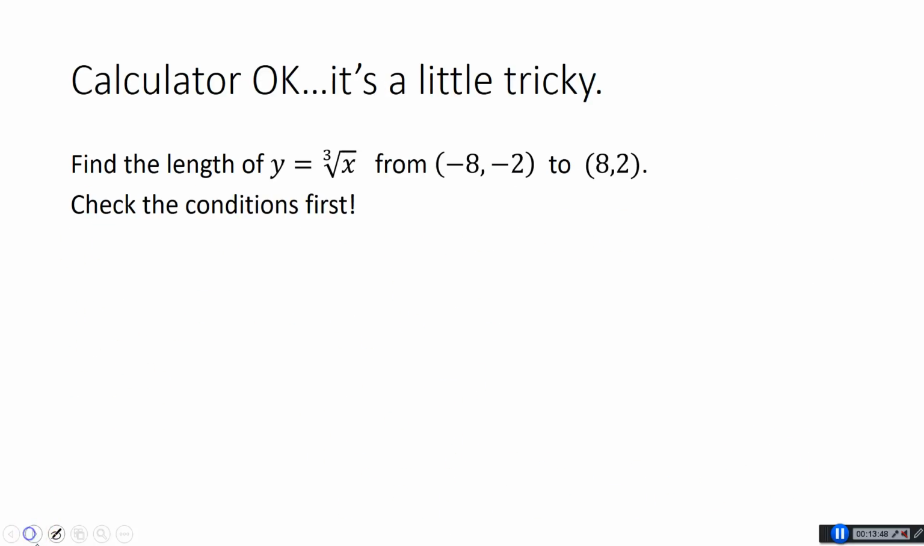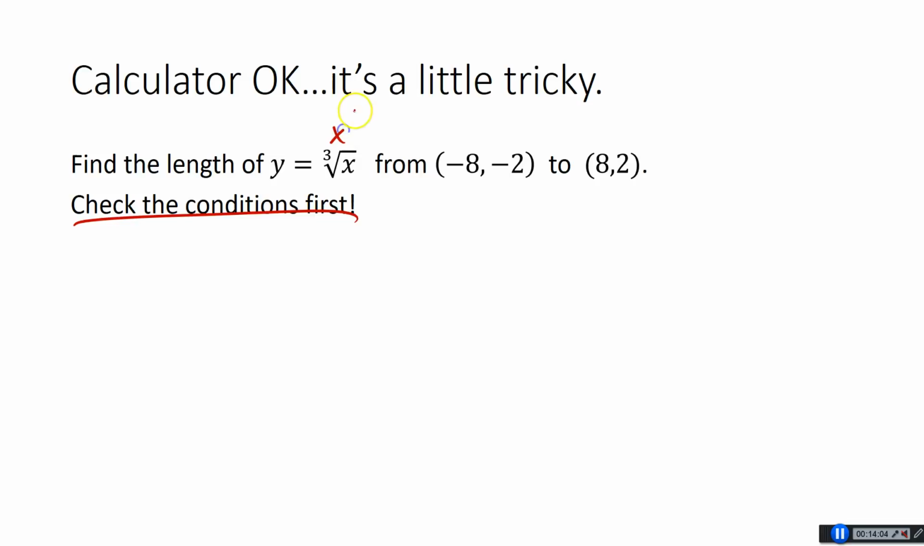All right, let's try another one. So this time, calculator is going to be okay, but it's a little tricky because of that whole idea of checking to see if we have a smooth function. So if we have y equals cube root of x from -8, -2 to 8, 2. And also as kind of a hint, when they give you the y coordinate, you might have to change variables.